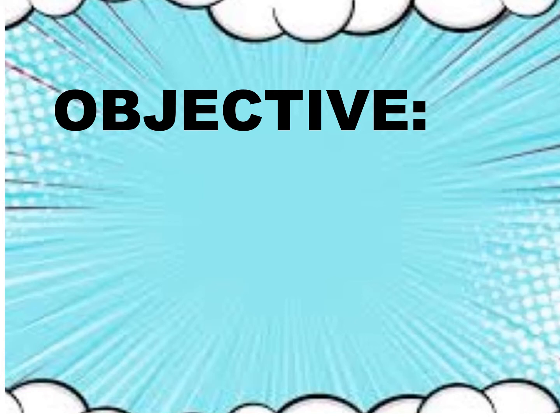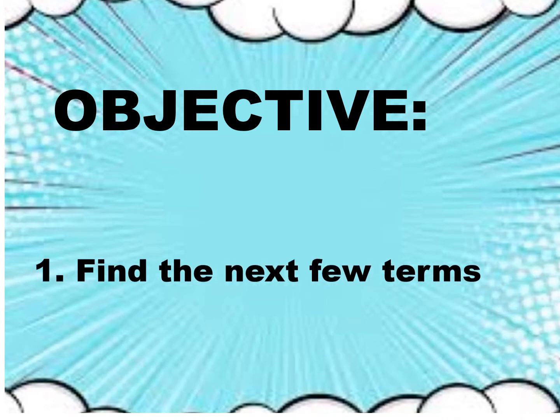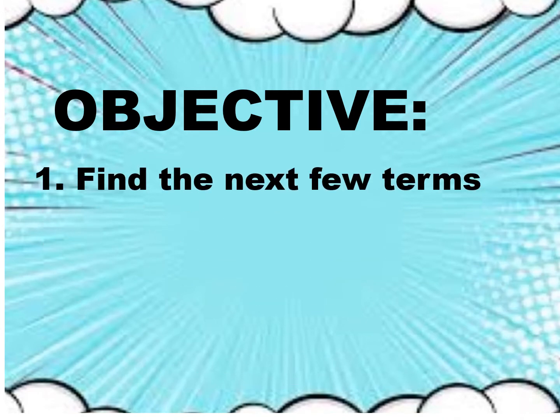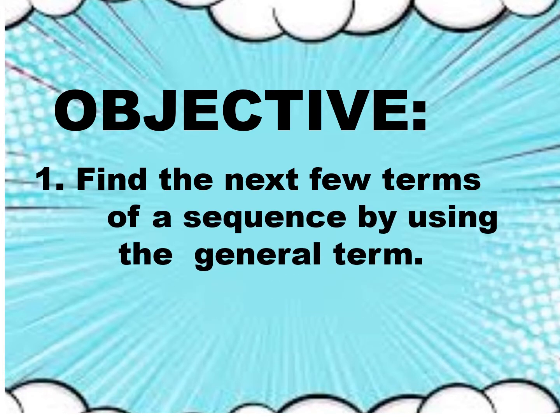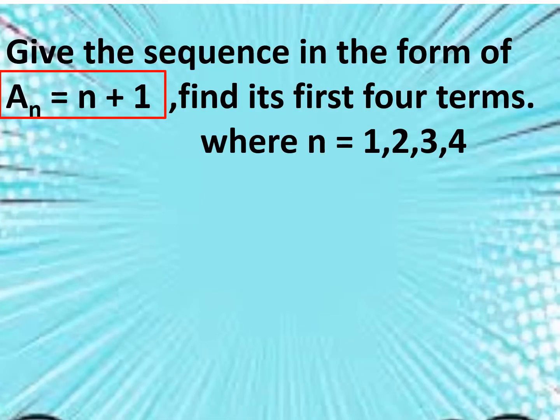So we will continue our lesson about sequence with the same objective. Now we will find the next few terms of a sequence by using the general term. Given the sequence in the form a sub n is equal to n plus 1, find its first four terms where n is equal to 1, 2, 3, 4.